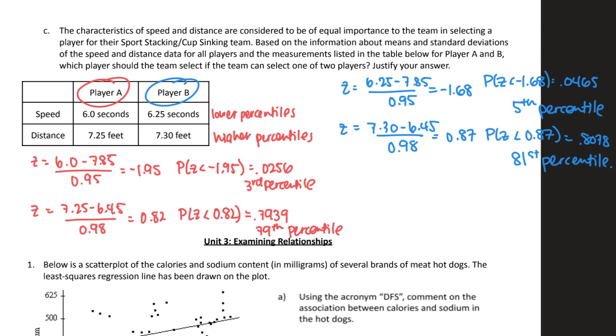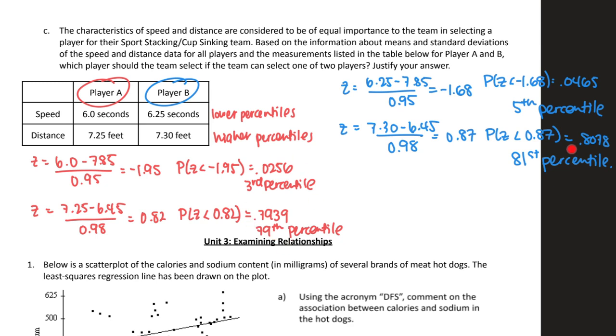Okay, so now to determine who is the better player. Well, if we compare their percentiles, it looks like player A is definitely faster than player B, but player B can throw a further distance than player A. So in this particular example, it's not as obvious, but if we look at the actual proportions versus the rounded percentile, player A is going to be the slightly better player.